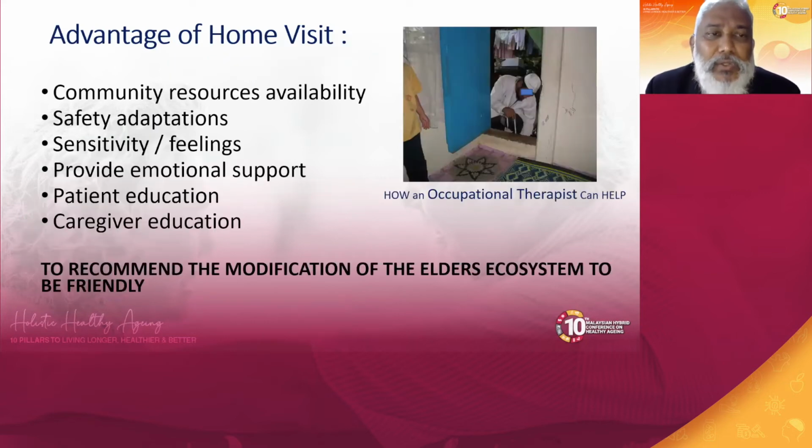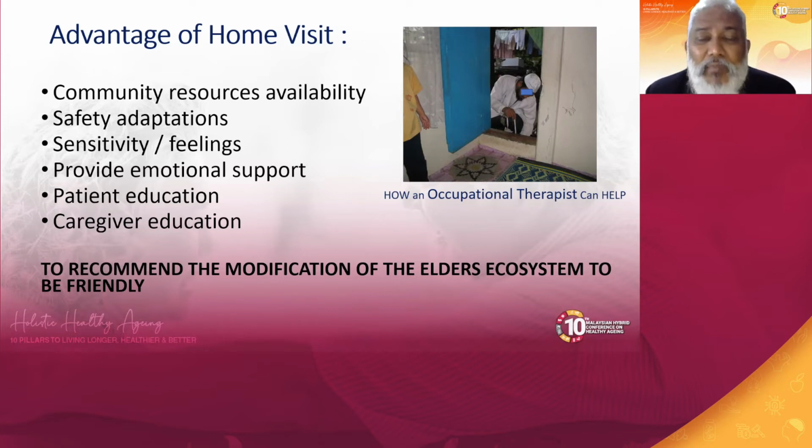So the advantage of a home visit is we can identify the community resources that are available around them. Then we can straight away talk about or educate them on the safety adaptations that need to be done. And it's always easier, because when you face the person, we can see and feel their feelings and also their sensitivity, and also the people around them. And then we can also provide emotional support straight away. We can give education to the patient and also the caregiver.